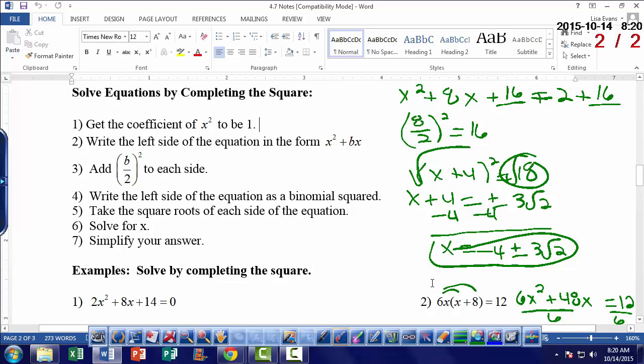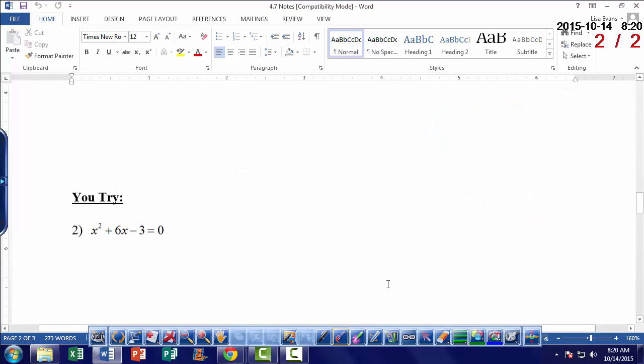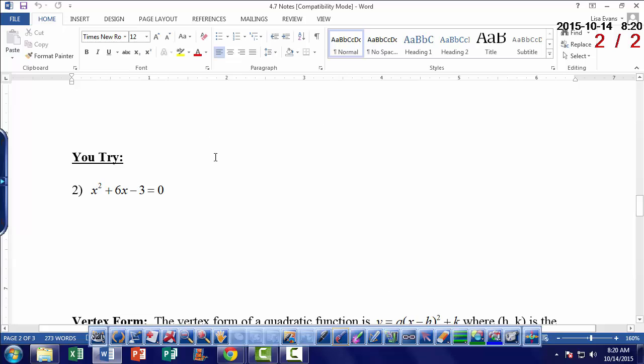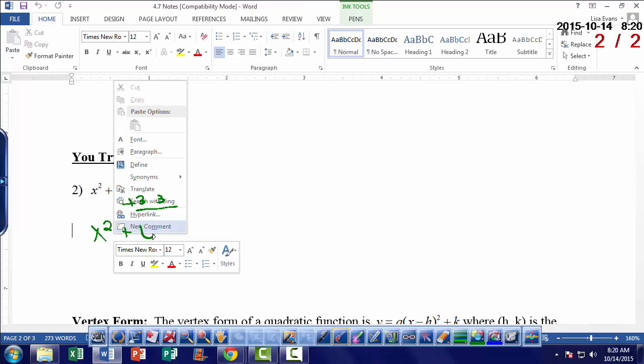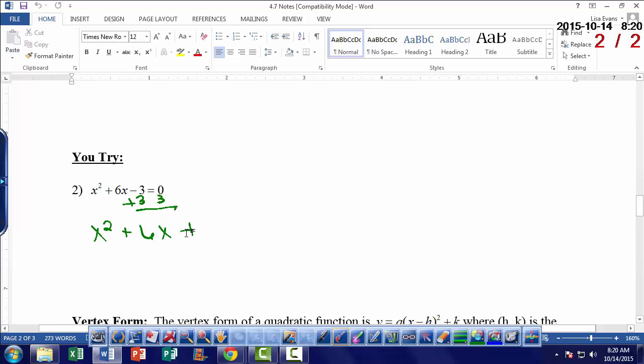Now, I want you to follow these steps as you try the U-try. I think I gave you one where it already leads with the 1, so you can skip the first step. So what you need to do is add the 3 over. Then go ahead and write your left side with the blanks. x squared plus 6x plus blank equals 3 plus blank. Go ahead and finish that problem.